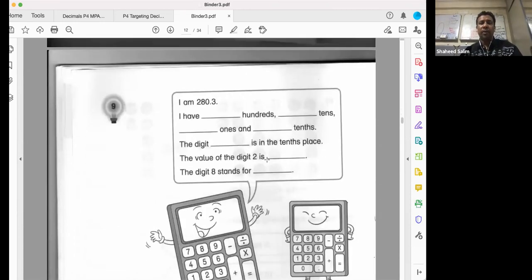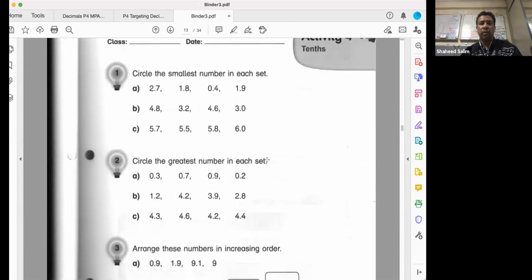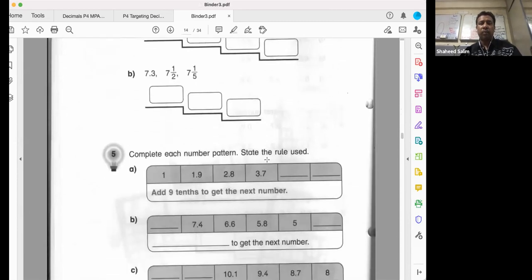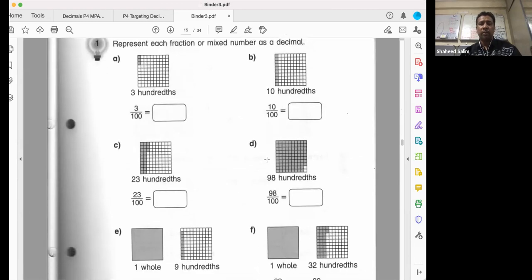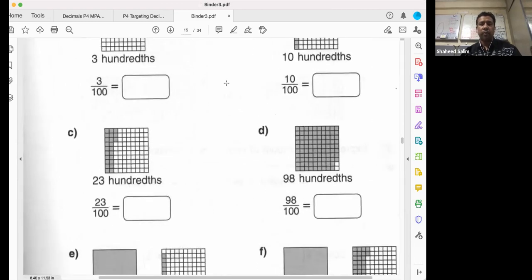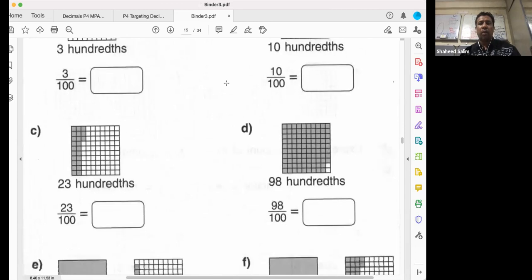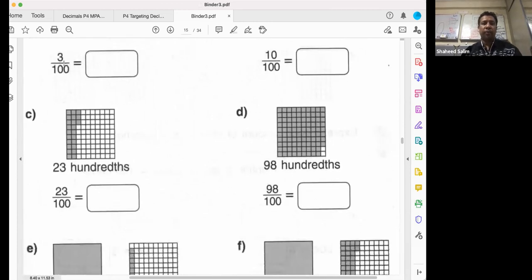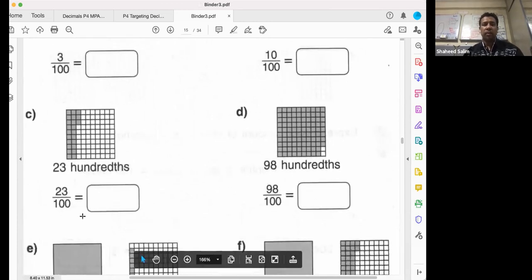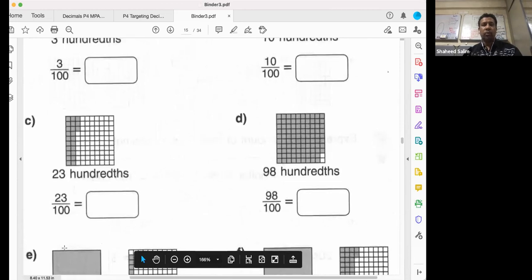Okay, we move to hundreds. Later we come back to this one. Hundreds now. Can you try? Don't need to count. We just change from the fraction. Can you change to decimal? Don't need to count how many. Just from the fractions to the decimal. All right. A, B, C, D.